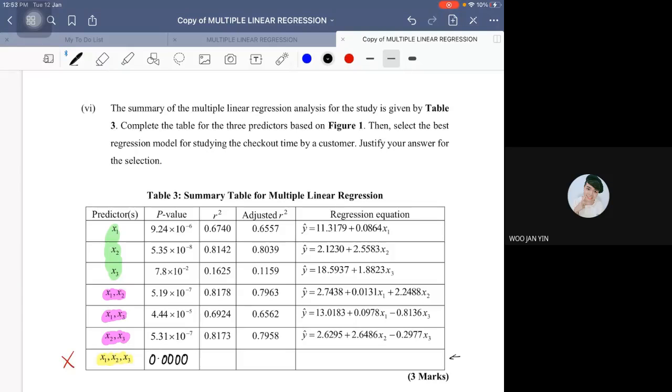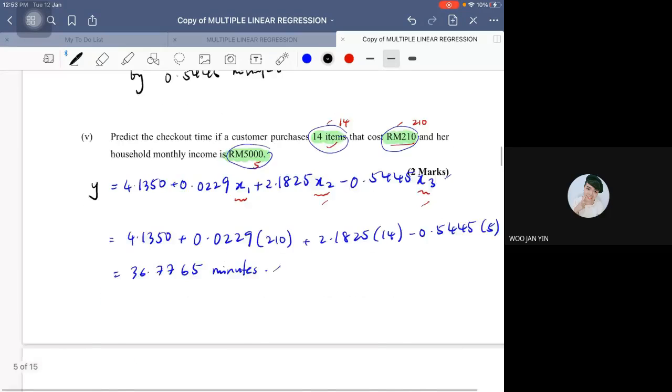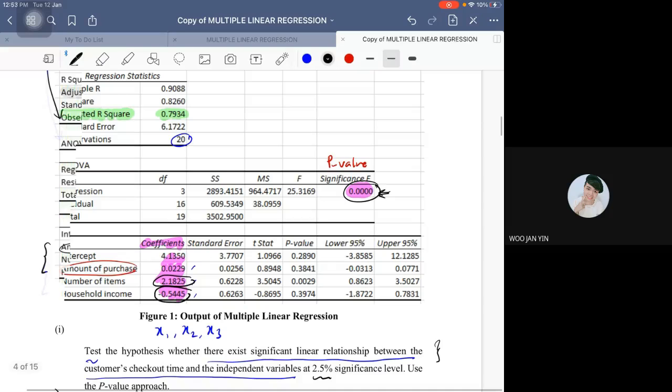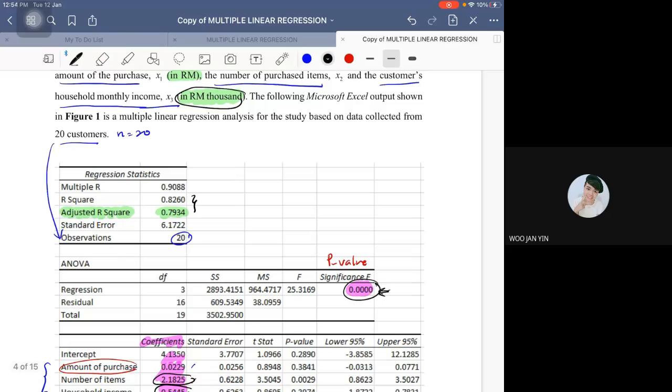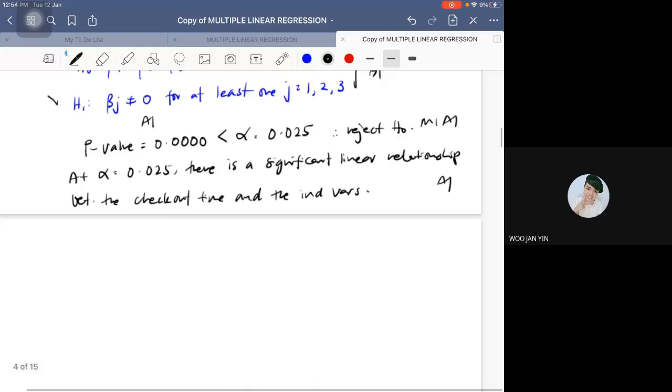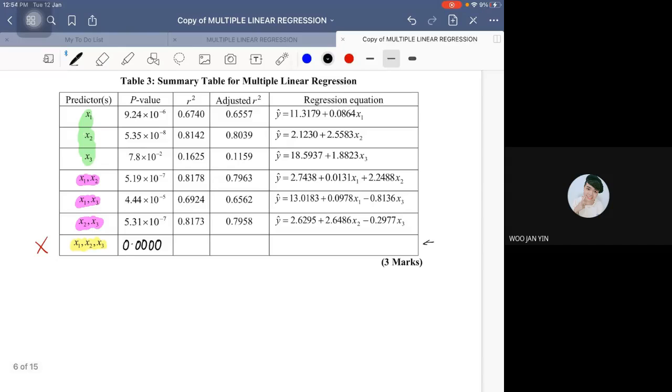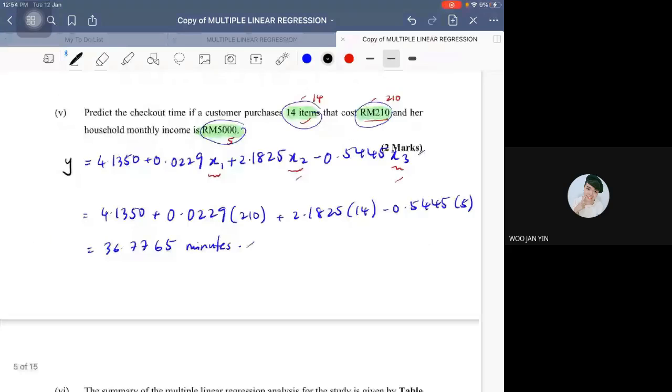And then we also need the value of both r square and adjusted r square. So I'm going to take the value from here. My r square is going to be given by a value of 0.8260, and the adjusted is going to be given by 0.7934. And the model is going to be given by whatever we've written here just now.